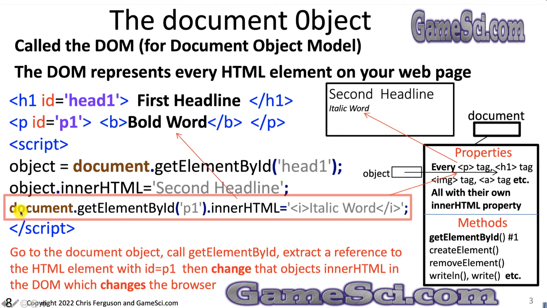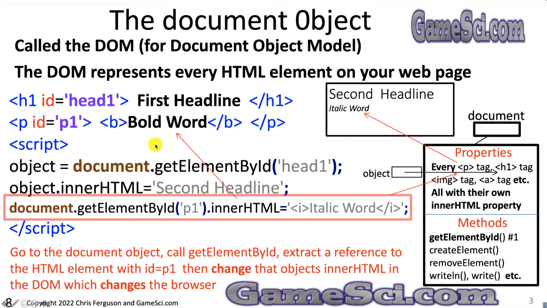Let's change the paragraph now. Let's go to document.getElementById, pass it a P1. I want to access the object in the DOM that represents this P1 tag on the web page. Once I have access to its object, I'm going to set its inner HTML to italic word, right? And these HTML tags here say italicize this output.